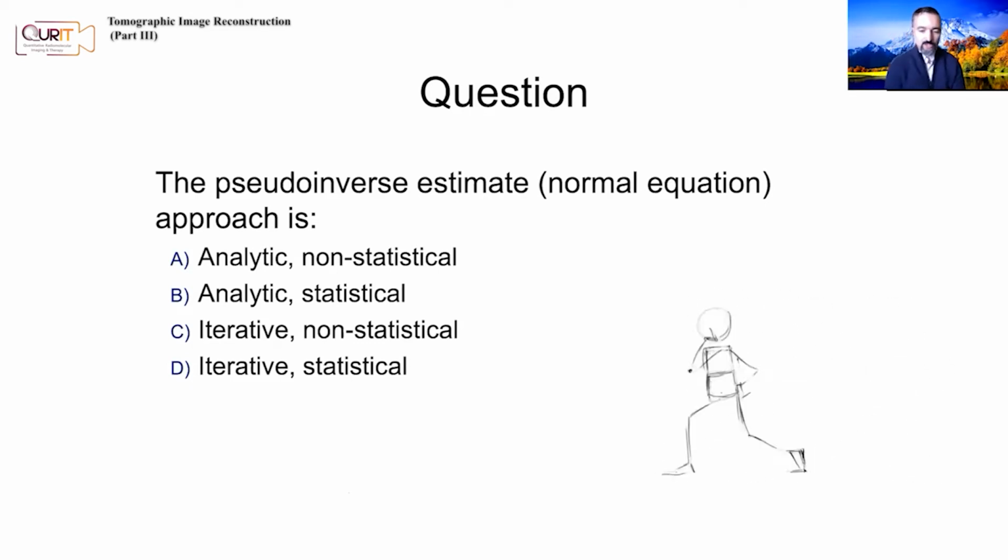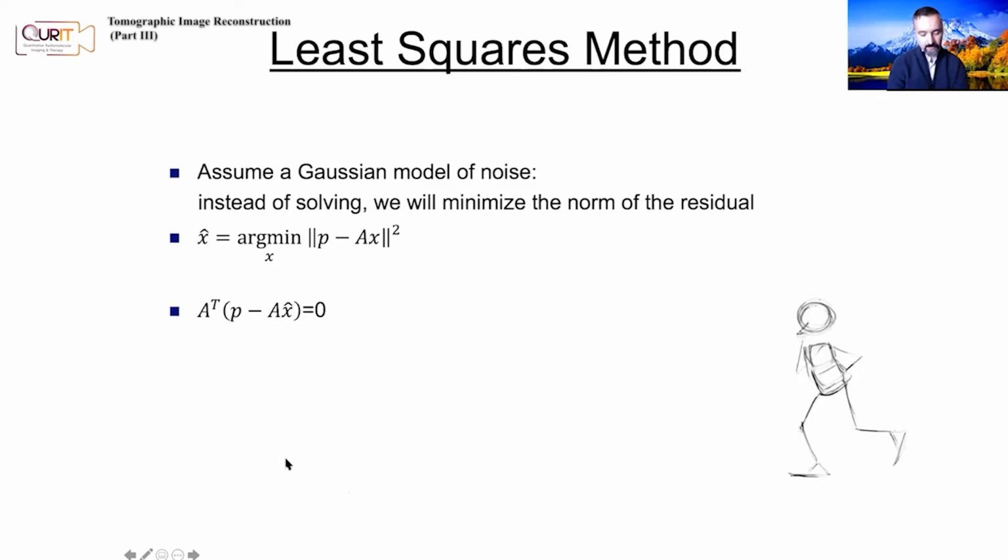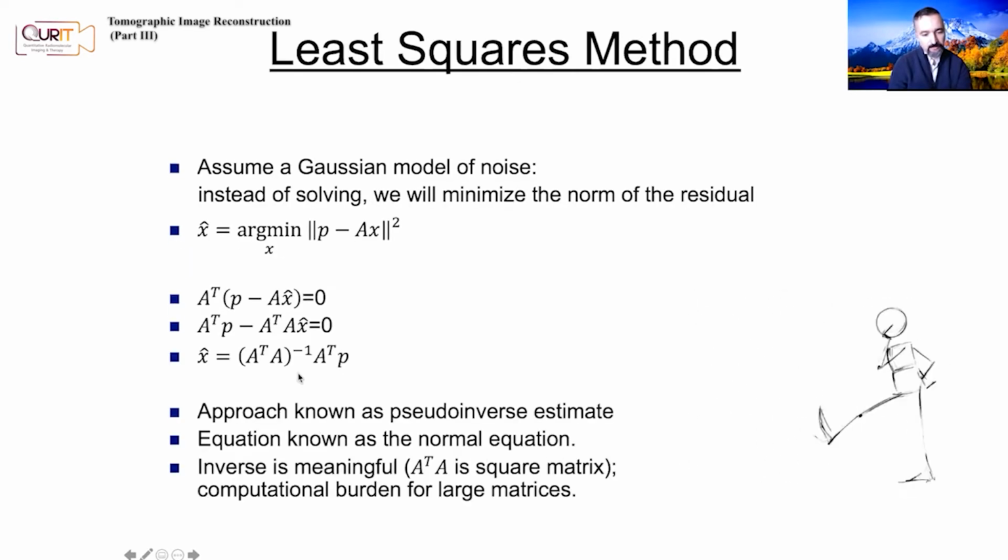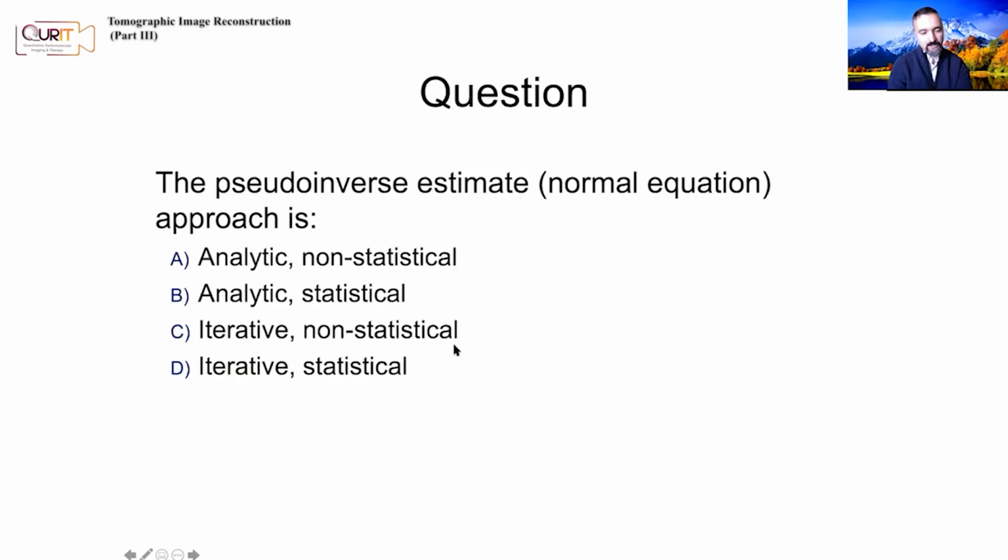The equation we just showed, which is this equation. Which one is it? Which one of these frameworks is it? Because we can think of algorithms as either analytic or iterative, and we can think of algorithms as statistical, based on a model of noise, or non-statistical, which means not really based on a model of noise.